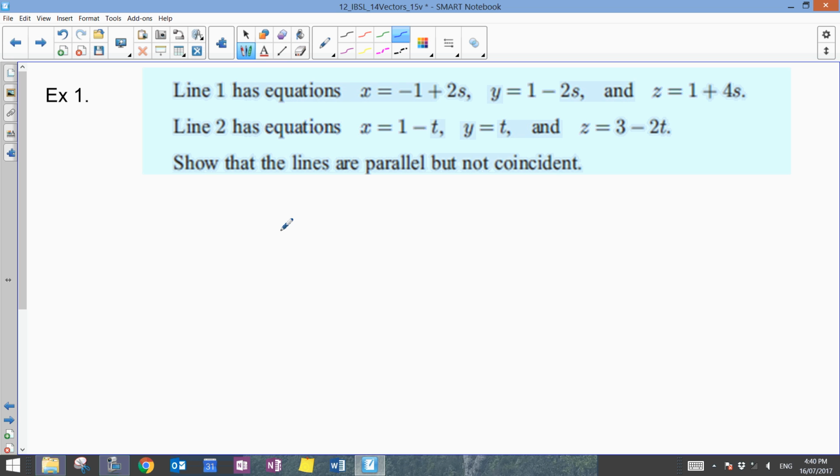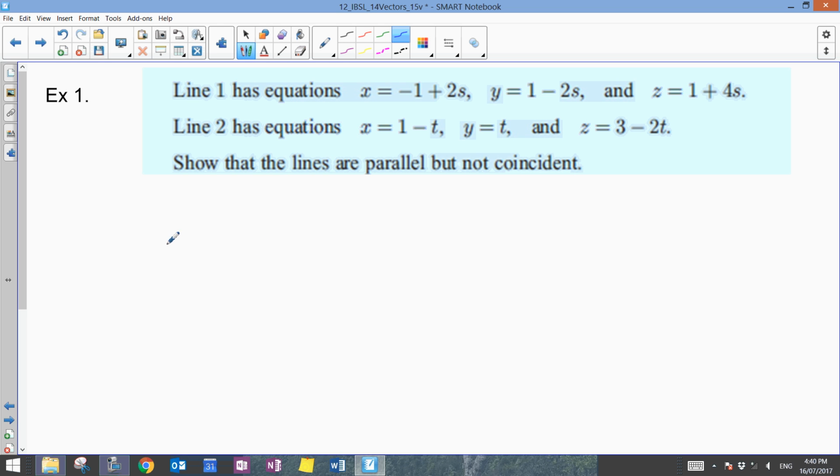So for the two examples that we're going to go through in this video, we'll look at 3D vectors. Line 1 is given to you, line 2 is given to you, and it says show that the lines are parallel but not coincident. So in other words, they are parallel to each other, but they do not share any of the same points, so they're not going to be the exact same line.